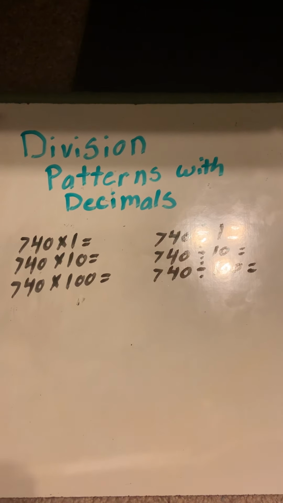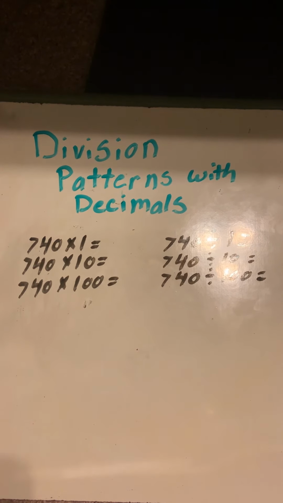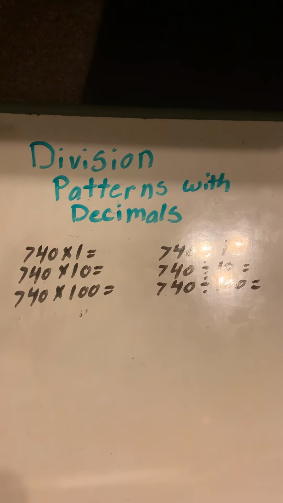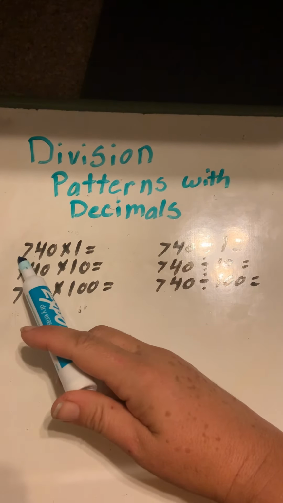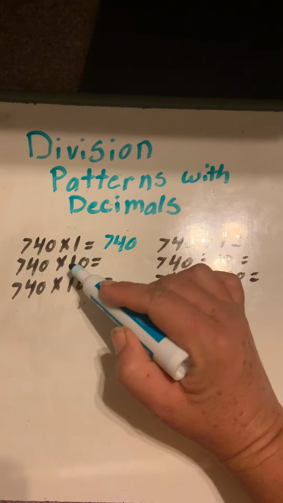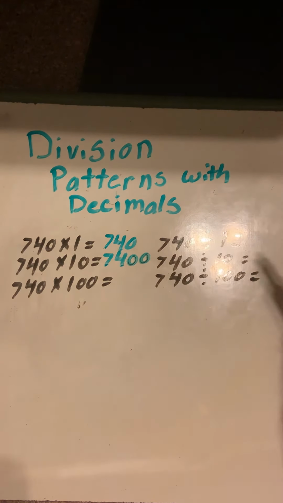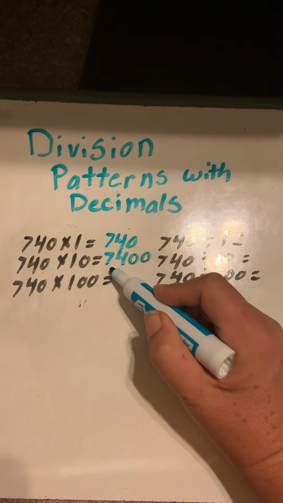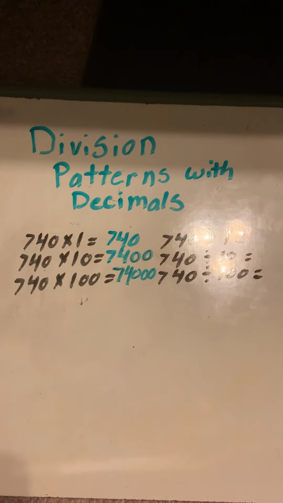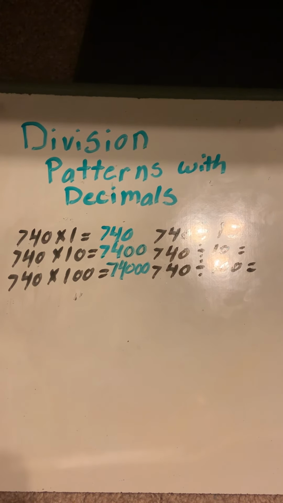We're going to start thinking about multiplication because we know that division and multiplication are reciprocal operations, which means they're opposites. So 740 times 1 is 740. 740 times 10 is 7,400. And 740 times 100 is 74,000.